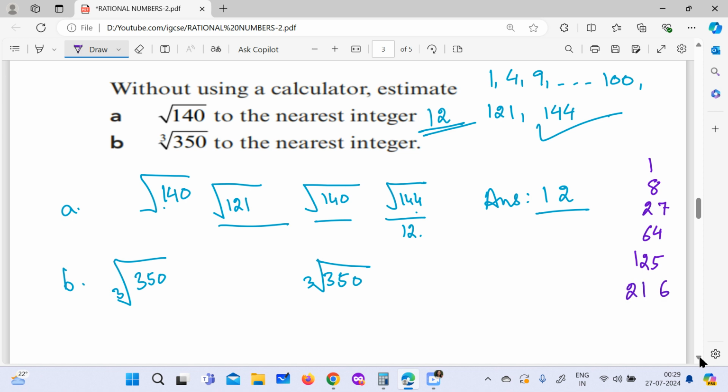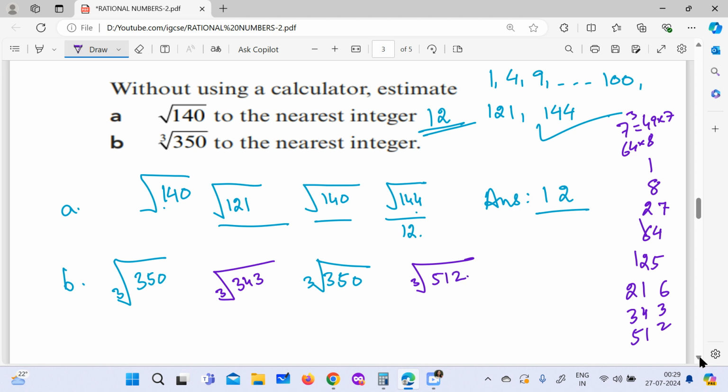So next, 6 cubed is 216, and then 7 cubed. 7 cubed can be written as 49 times 7, which will give you 343. Okay, and then 8 cubed. 8 cubed is 512. Now you see that cube root of 350 lies between cube root of 343 and cube root of 512.